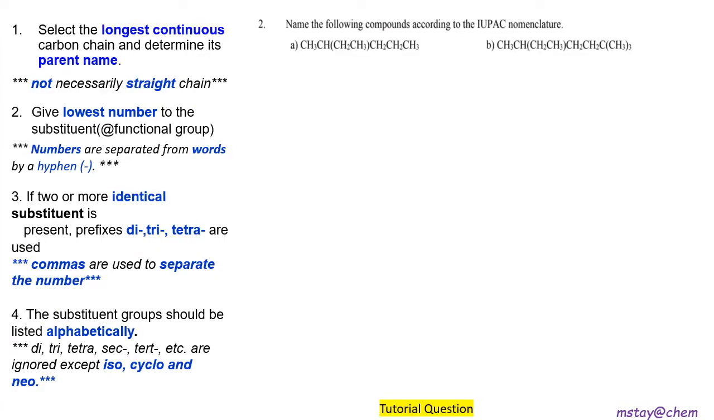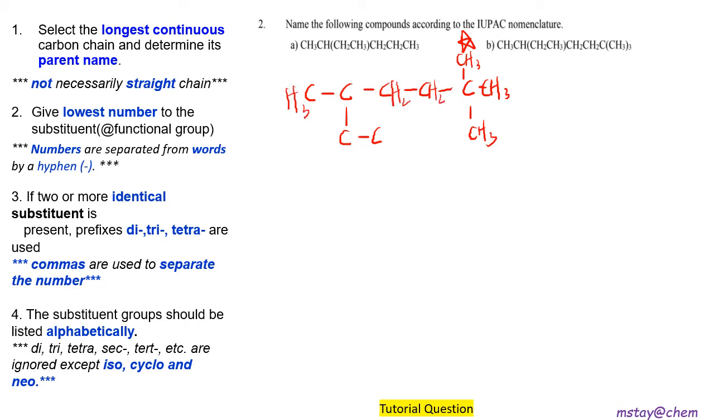Okay, let's proceed to the next tutorial question, question 2b. As usual, we write the structure out first: CH3, CH, and then the branch CH2, CH3, continue with CH2, CH2, and then a carbon with CH3, CH3, and this one also CH3. So here is CH2, CH2, CH3, CH, CH2, CH3.